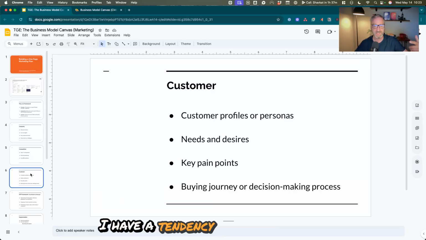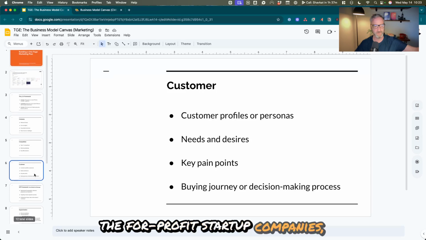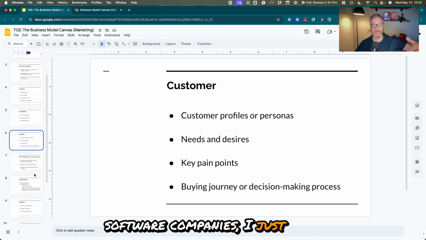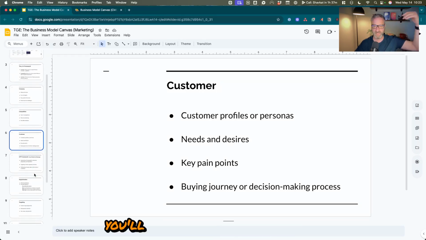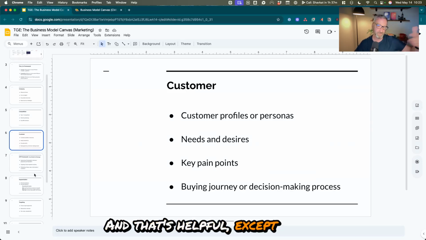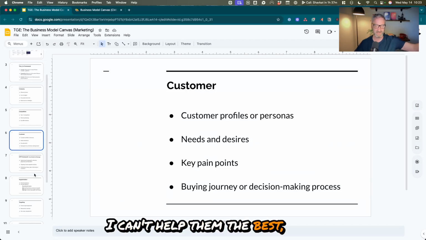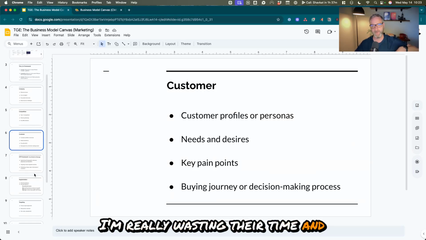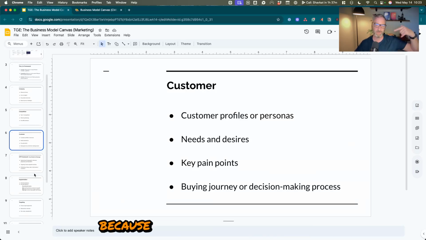Okay, I have a tendency to want to help everybody, right? So when you're first starting out, either with the nonprofits that we've worked with or the for-profit startup companies, software companies, I'm like, if you'll take my call, I will talk to you about your problem, and I like you, so I'm going to help you, right? And that's helpful, except if I can't help them the best, then I'm really wasting their time, and I'm not doing the best I can because I'm not helping the right people.